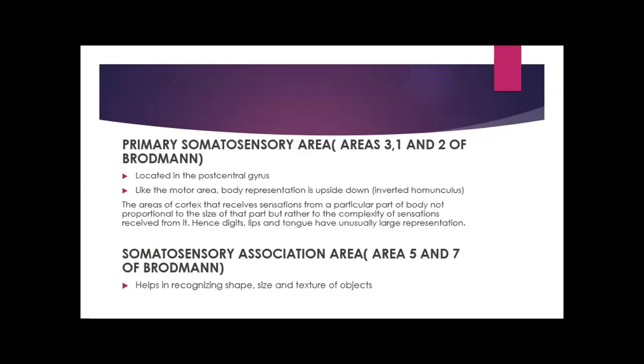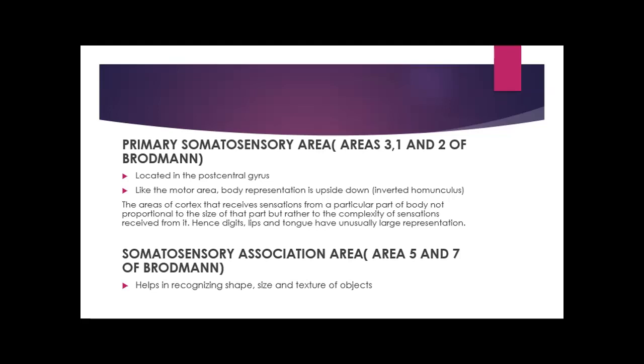The primary somatosensory area, area 3, 1 and 2 of Brodmann, is located in the post-central gyrus, and like the motor area, the body representation is upside down, that is inverted homunculus, and the areas of cortex that receive sensation from a particular part of body is not proportional to the size of that part, but rather to the complexity of sensations received from it. Hence, digits, lips, and tongue have unusually large representation.